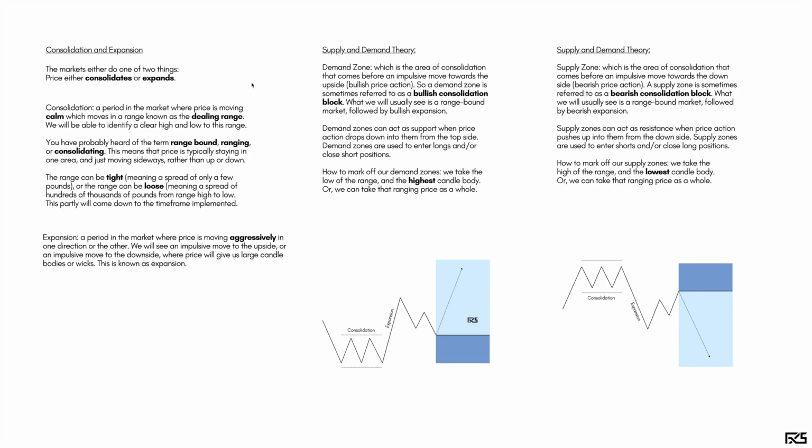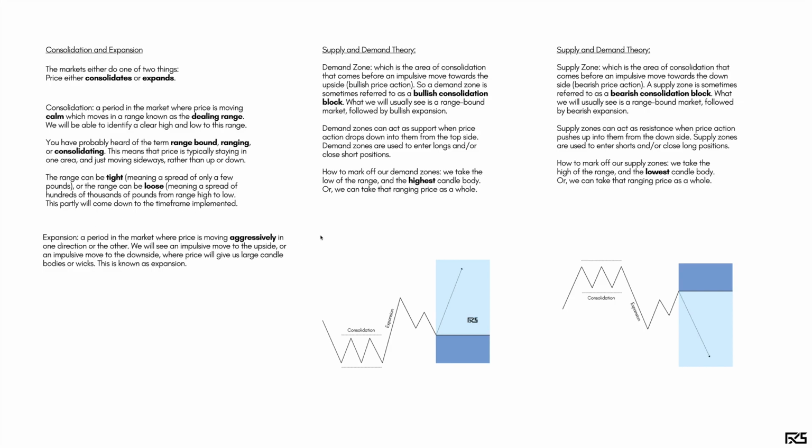But again, consolidation is a state in the market where price is moving calm and ranging, or range bound, which is just sideways price action. And if we look at this diagram down here, you can see this would be our consolidation phase where price is moving sideways. So you can see we've gone up, down, up, down. Sideways price, we aren't moving in one direction.